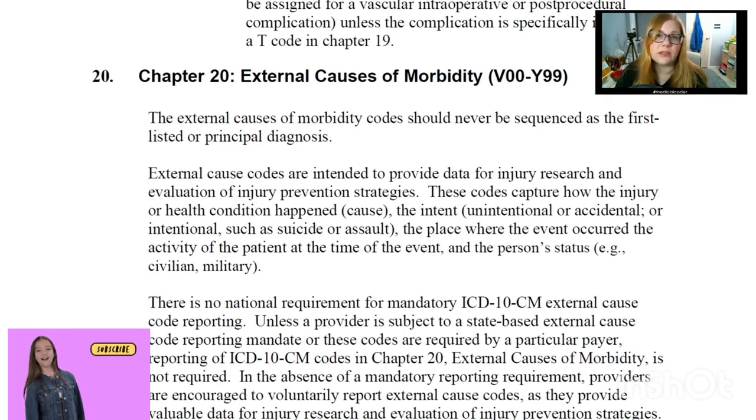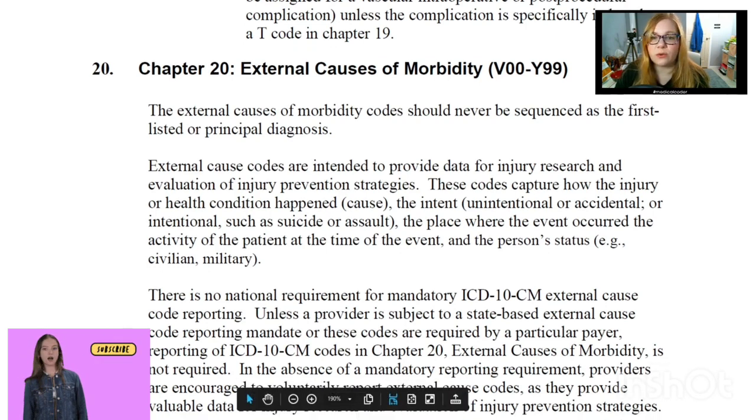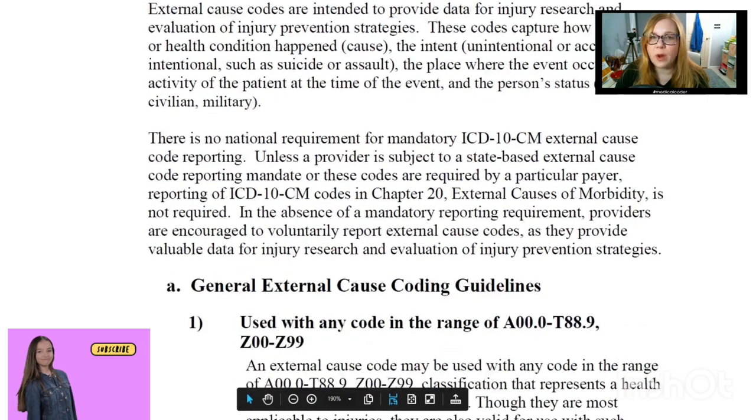So did it occur on the soccer field? Did it occur in a penitentiary? And what was the patient's status? So were they civilian or military? There is no national mandate in order to use these codes. However, there may be some payer requirements for that.